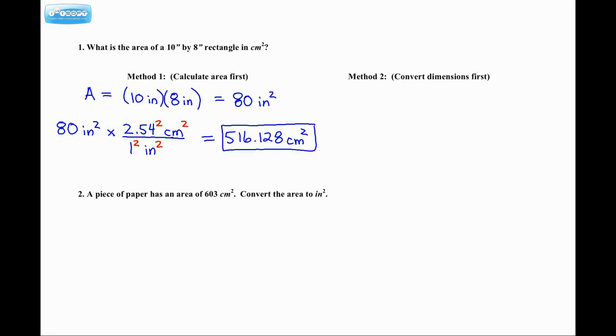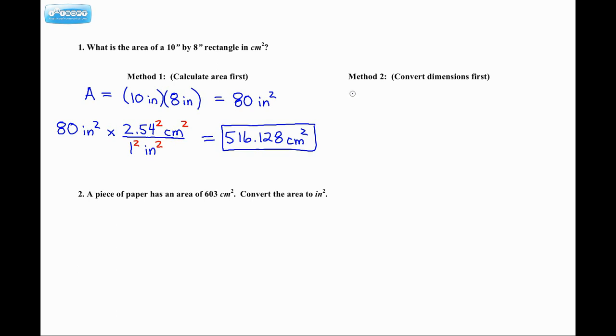I'm going to demonstrate another method for the same problem, but this one involves converting the dimensions first. So before we find the area, I'm going to actually take 10 inches and 8 inches and convert those to centimeters, and then multiply them to find the area. Nothing says we can't do that.